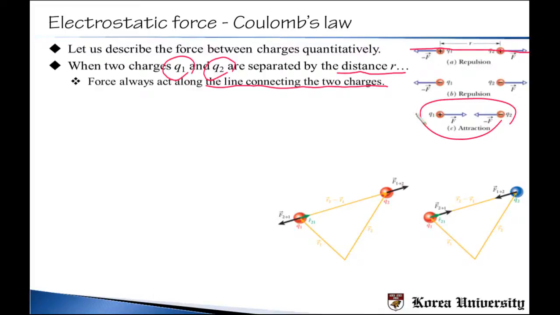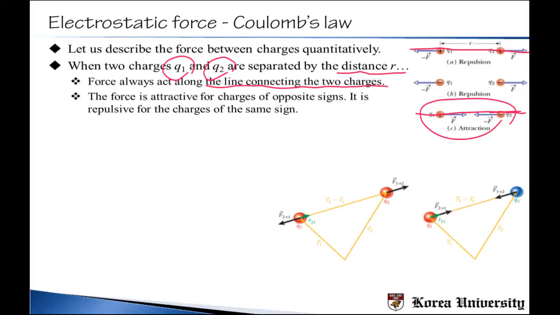And in the third figure here, there is one positive charge and one negative charge. Again, the arrows are lying along the line connecting these two charges. But as you can see, they are pointing toward each other, meaning that these positive and negative charges are attracting each other. So we can summarize that the force will be attractive for charges of opposite signs, whereas it will be repulsive for charges of the same sign.